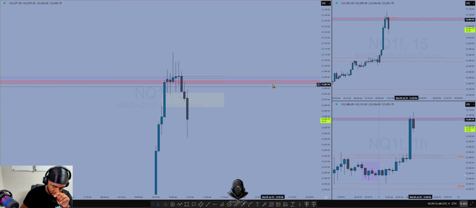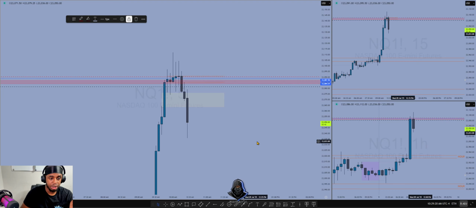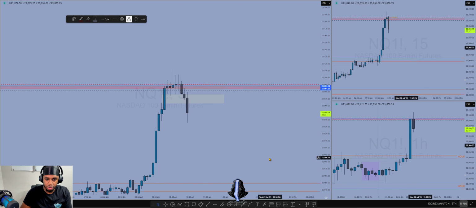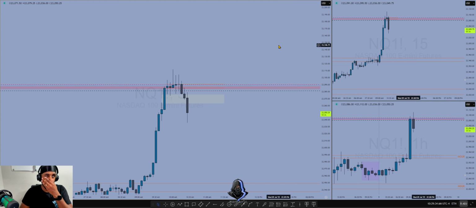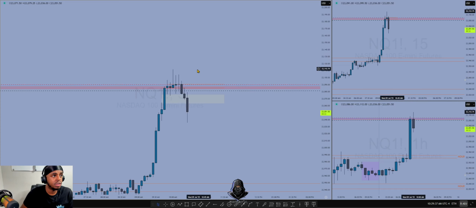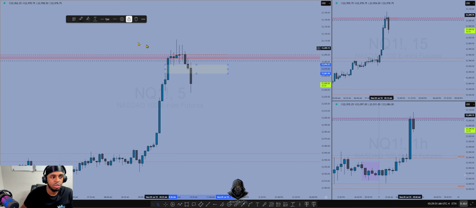Looked at these levels. Like this confirmation level you see right here is 23,084. And remember, we at 23,000. That's a big figure level. So we're in that 23,000 range. Candle closes.